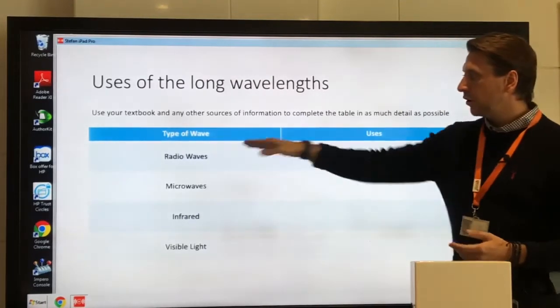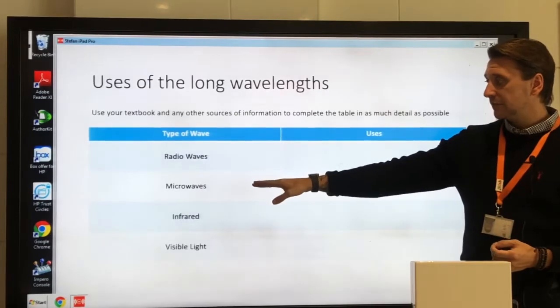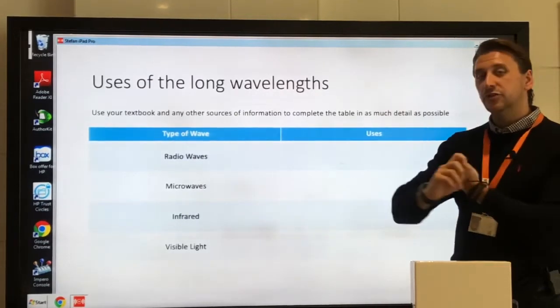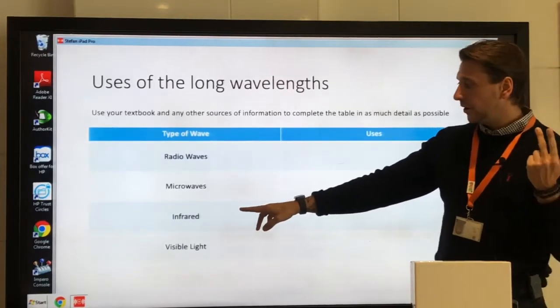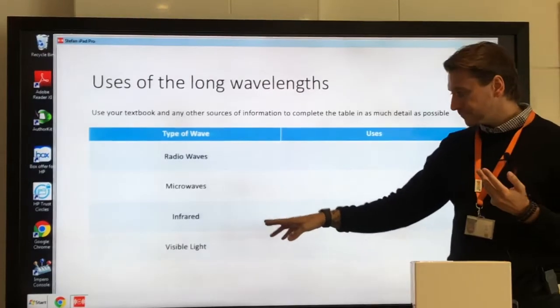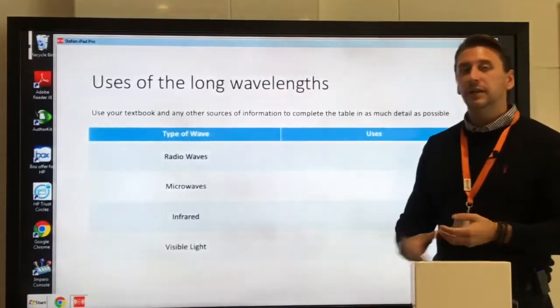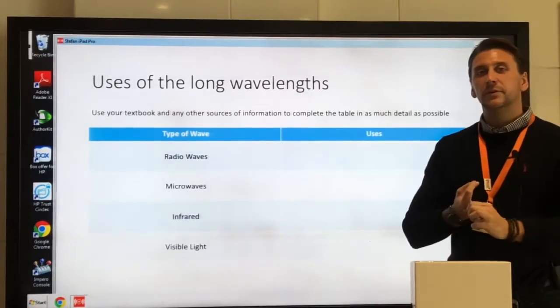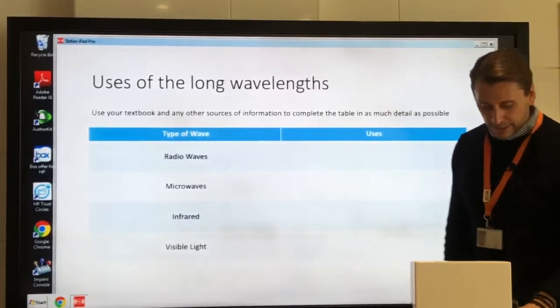All right, so long-range communication also, but heating food. We've got heat treatment for illnesses, thermal imaging and infrared cameras. We've got short-range communication such as TV remote controls, and cooking your food, obviously, but in an oven. And then visible light, we use that for seeing, photography, cameras, and also communication as well. We still communicate through visible light.